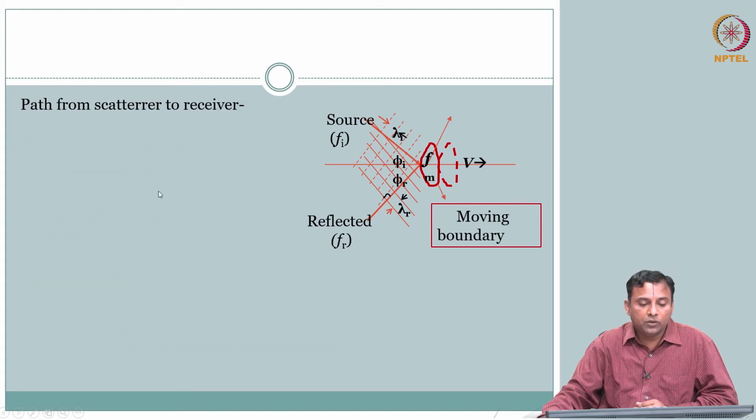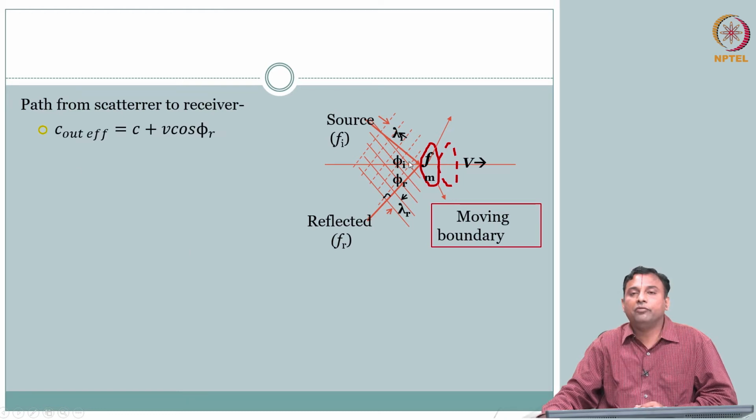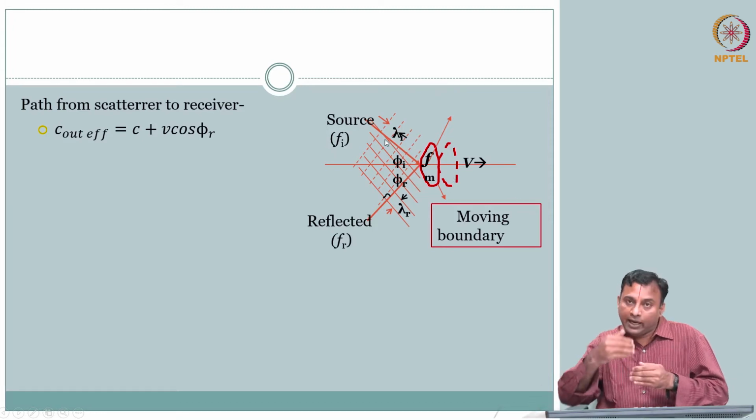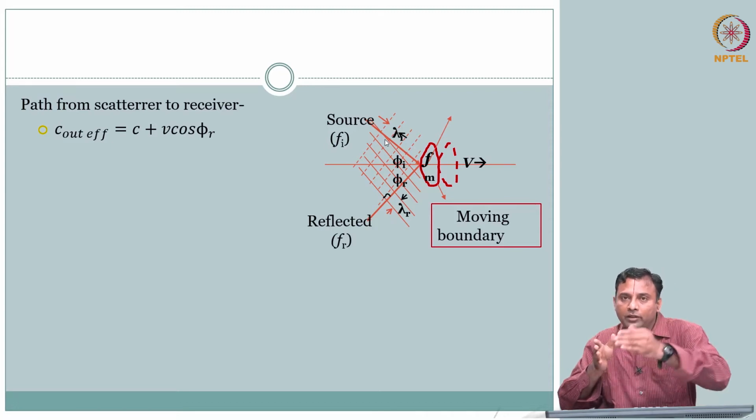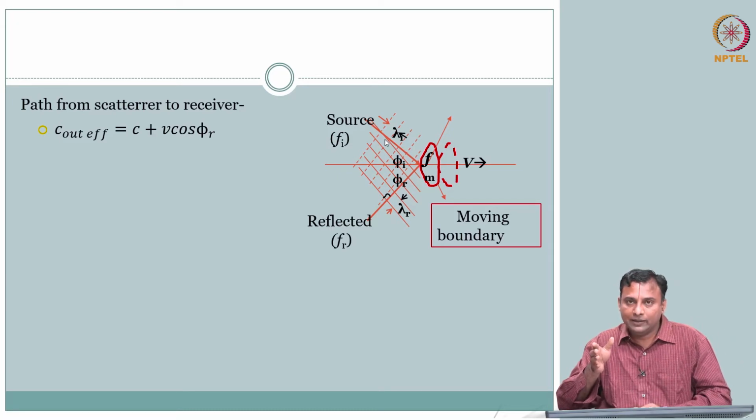So we will now take the other path where you are starting with the scatterer and going towards the receiver. What is the effective velocity of the wave that is going out of this observer? In the incoming path, we were sitting and observing the phase velocity, the phase that is coming and hitting you. What is the velocity while you are moving? So now while you are moving, it is reflected and sent back out. So your c out effective is c plus v cos phi r. So c out you have, okay, good.